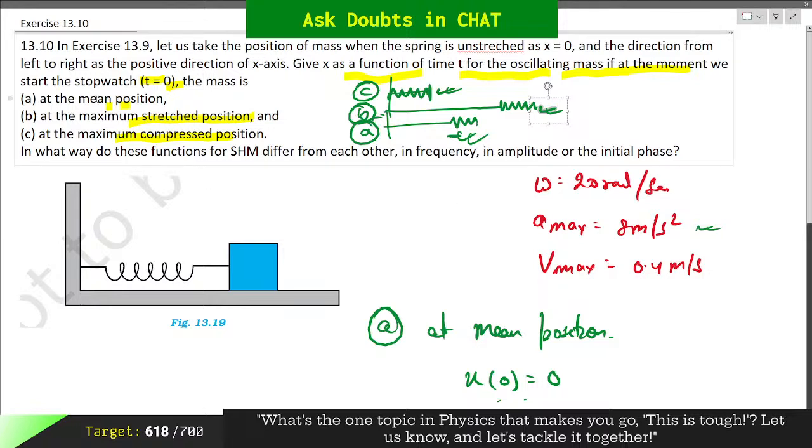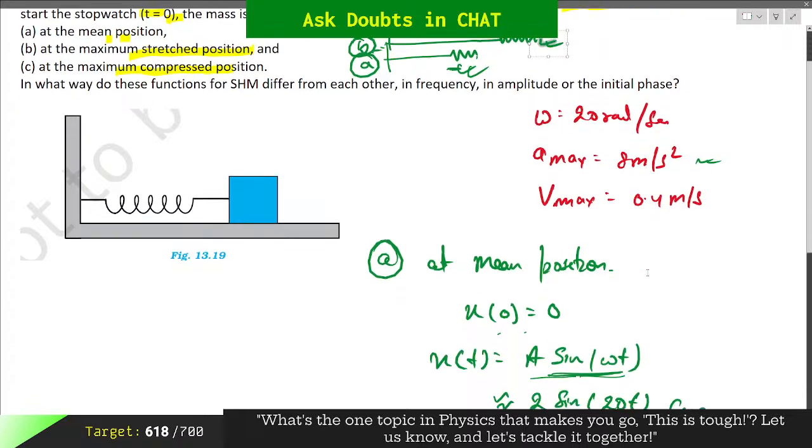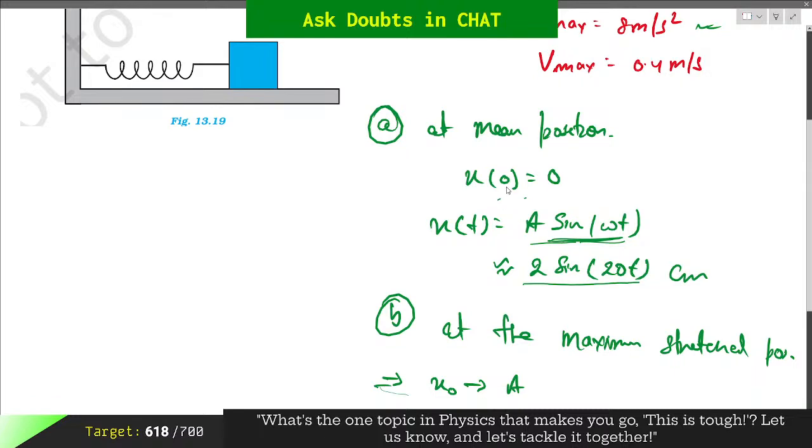So the first initial condition is the mean position, and the question is referring to the previous example in which we got the data omega equals 20 radians per second, maximum acceleration omega squared times a equals 8 meter per second squared, and omega times a equals 0.4 meter per second. So at the mean position, x at t equals 0 is 0.